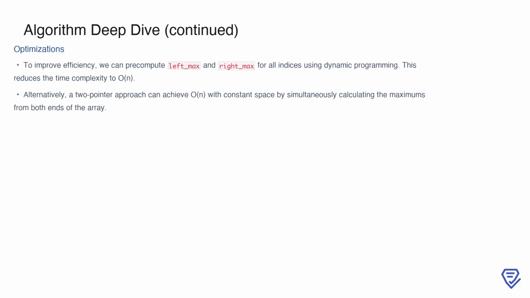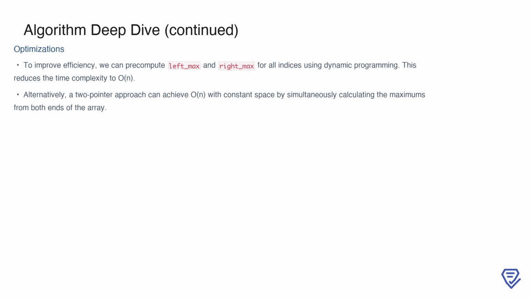To optimize the solution, we can significantly reduce the time complexity by pre-computing the left_max and right_max values for all indices in advance. Using dynamic programming, we can store these maximum heights in arrays, avoiding the need to repeatedly iterate through subarrays. This approach improves the time complexity to O(n).